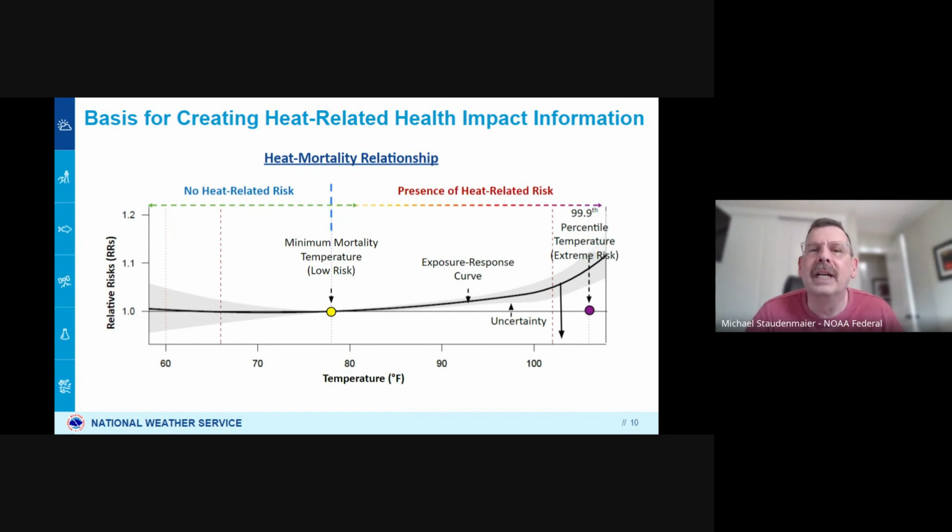That's what we're going to be focusing on. The yellow dot represents the minimum mortality temperature. This is the temperature at which the effect of cold is not observed and the effect of heat starts to increase. The gray area represents model uncertainty.